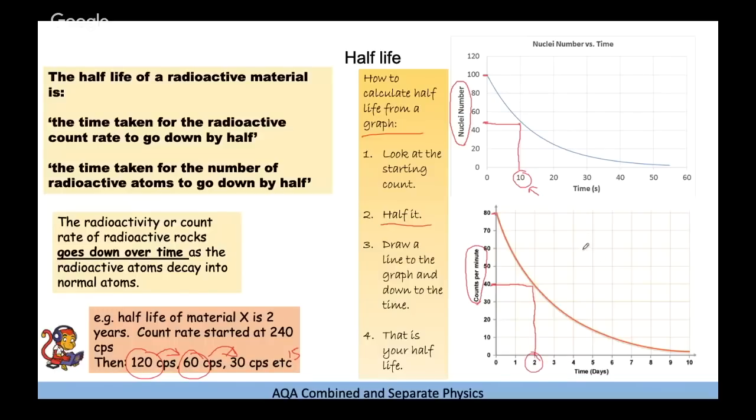Now, be prepared on these graphs. This is not the type of graph that you'll have in your exams. Be prepared that you have to be accurate to within half a square. That's about half a millimeter on your graphs.